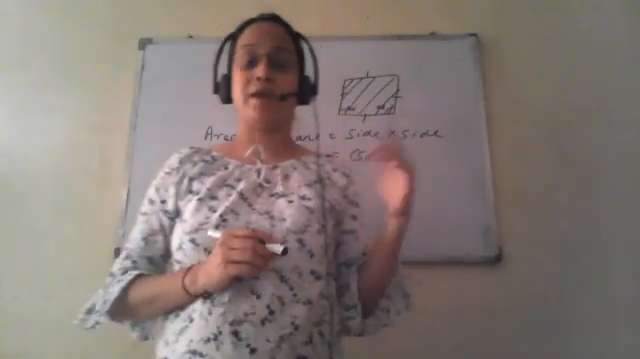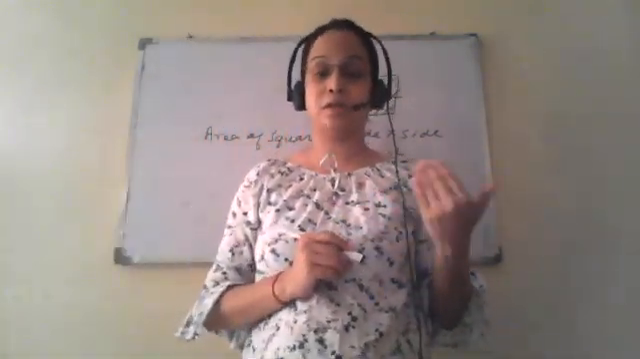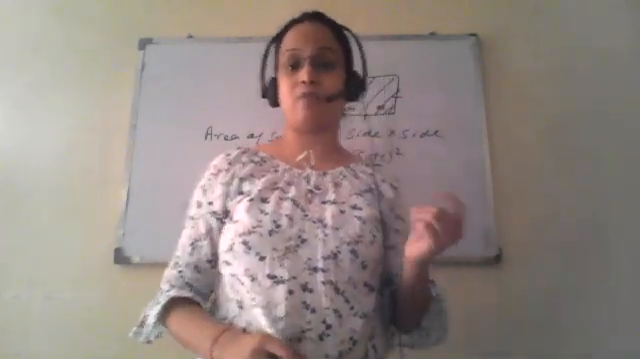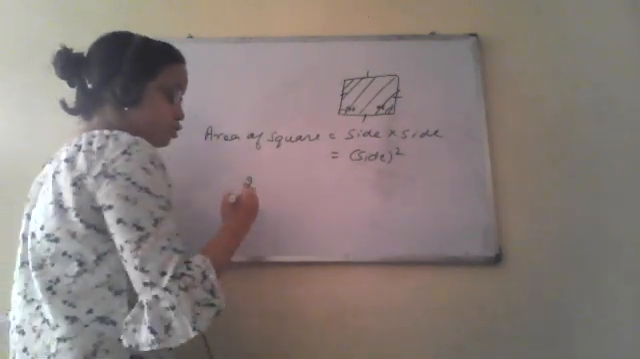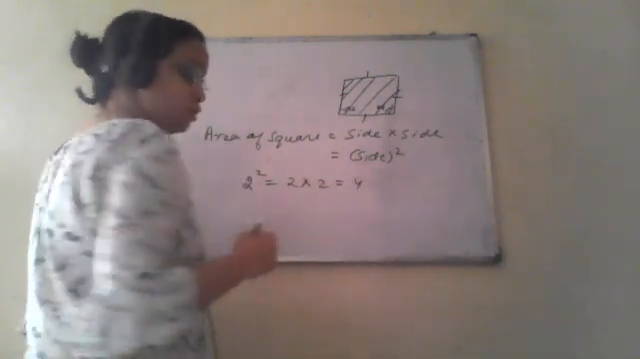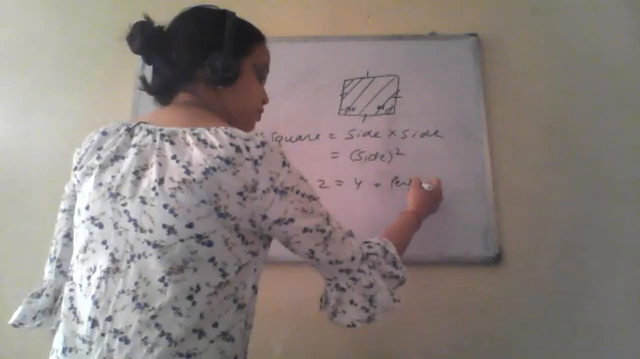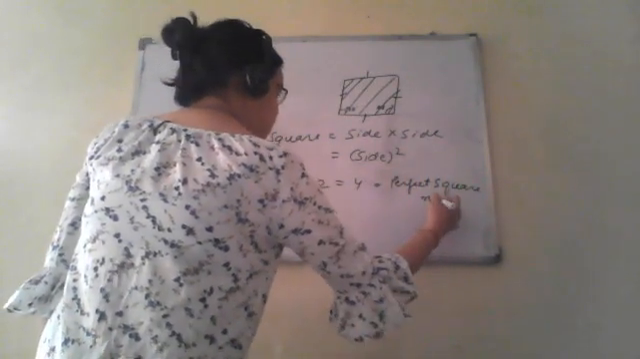The square of any natural number is the product of the number by itself. If I have to write the square of 2, it will be 2 into 2, that is 4. So this 4 is a perfect square number.